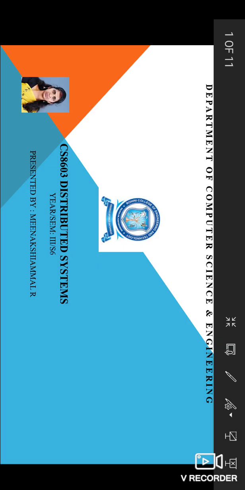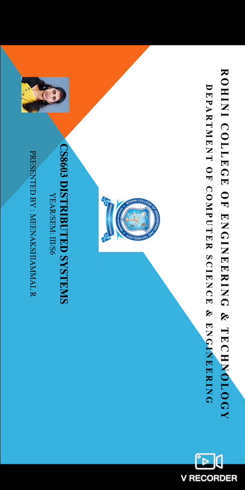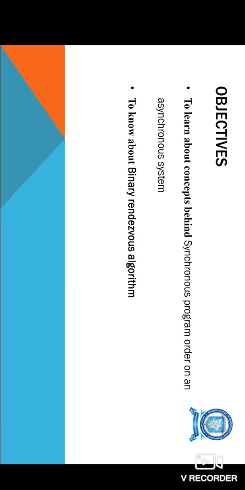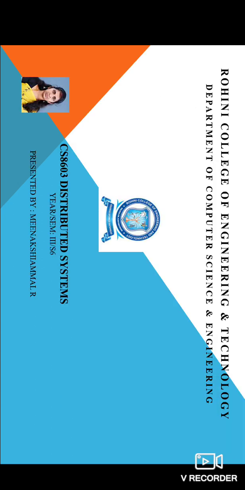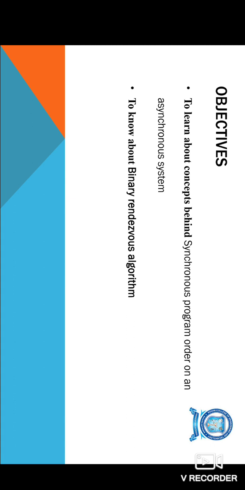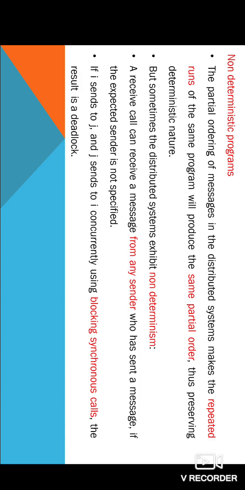Good morning students. Today we are going to discuss the topic synchronous program order on an asynchronous system in the course CS 8603 Distributed Systems. The learning objectives of this presentation are: we are going to learn about the concepts behind synchronous program order on an asynchronous system, and we are going to implement the binary Rendezvous algorithm.